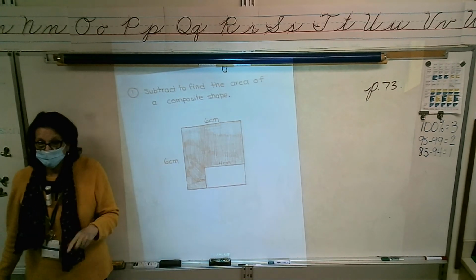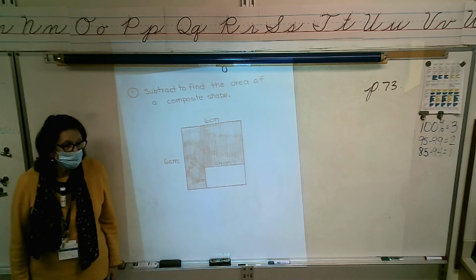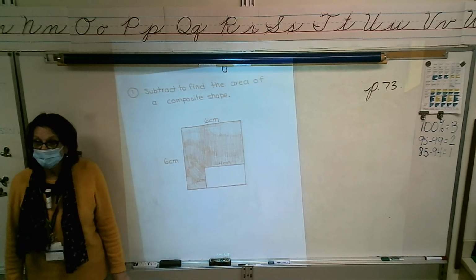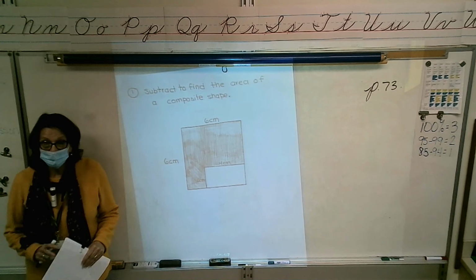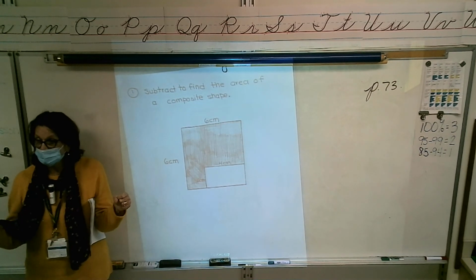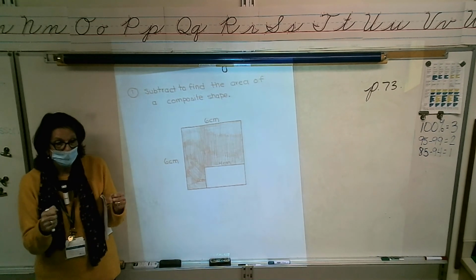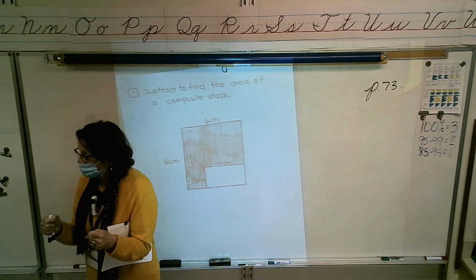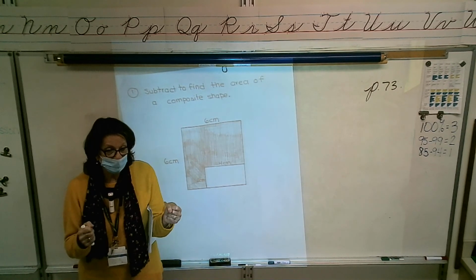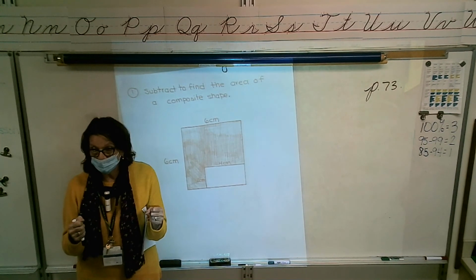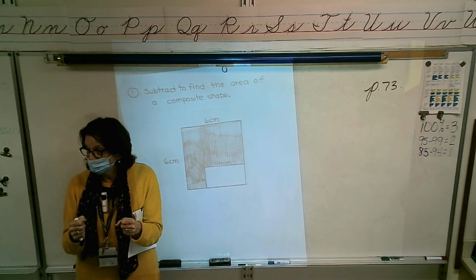Friends at home and everybody here in school today, we're going to continue to work on area, and we're going to find the area of composite figures. Remember, composite figures are two rectangles that are pushed together. And we all know how to find the area of a rectangle, right? We can multiply the side lengths. But now we're working to find the area of two rectangles that have been pushed together.